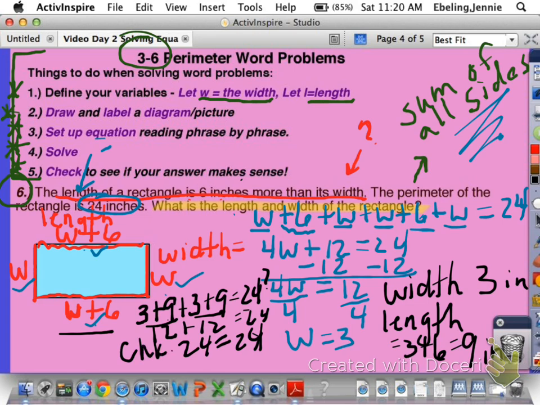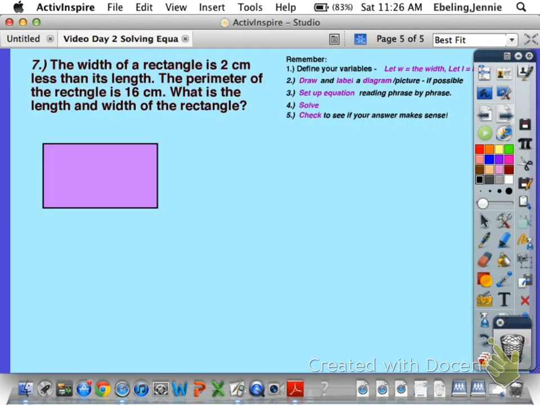Okay, let's take a look at another one. I have to turn the page. This is problem number 7. Same kind of example as the last one that we just did.